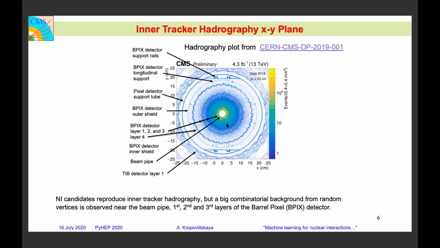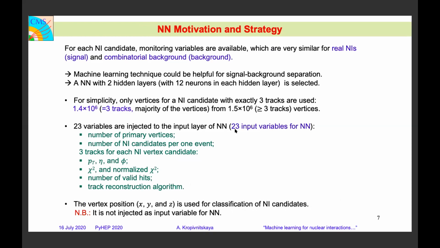in the beam pipe region, layer 1, layer 2, and layer 3, we have a huge combinatorial background, which we would like to suppress. So for each nuclear interaction candidate, we could monitor variables which are very similar for real nuclear interactions, our signal, and combinatorial background, our background. Machine learning could be helpful for signal background separation in this case, and a neural network with 2 hidden layers with 12 neurons in each hidden layer is selected.